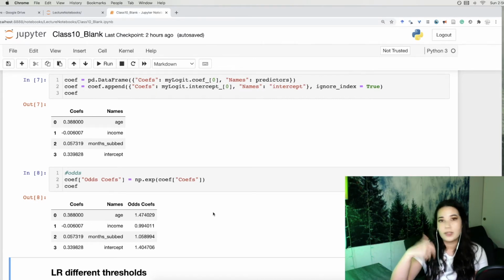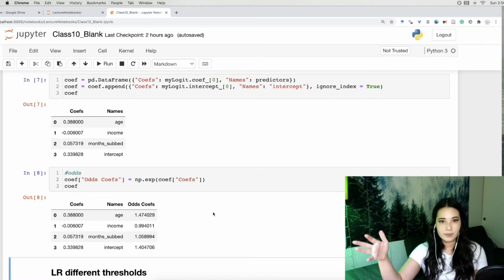Similarly, every 1 standard deviation increase in income will be the previous odds times 0.994. And every time we have a 1 standard deviation increase in income, we will multiply our odds by 0.99.